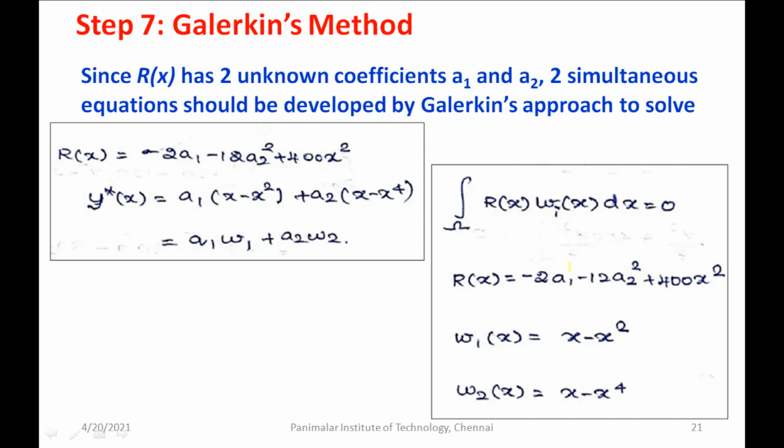So we can have the two simultaneous equations, right? Integral r of x w1 of x dx equal to 0, one equation. Integral r of x w2 of x dx equal to 0, second equation. So like that we can frame two simultaneous equations, and we can solve them for getting the values of a1 and a2.